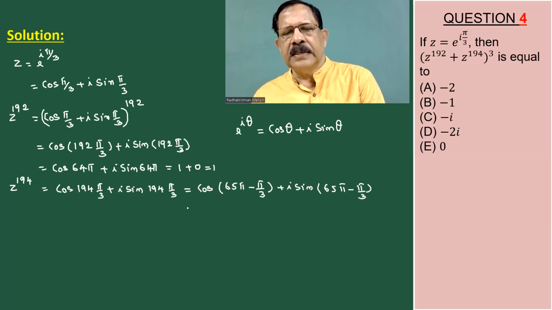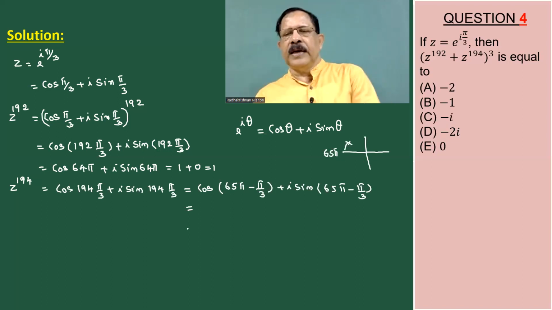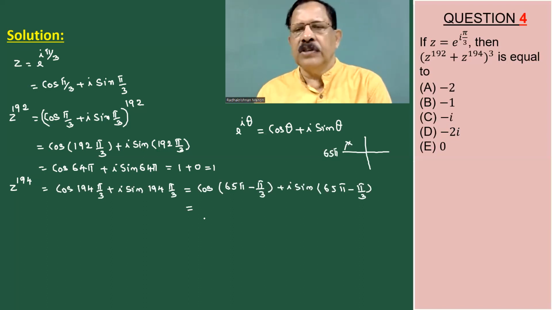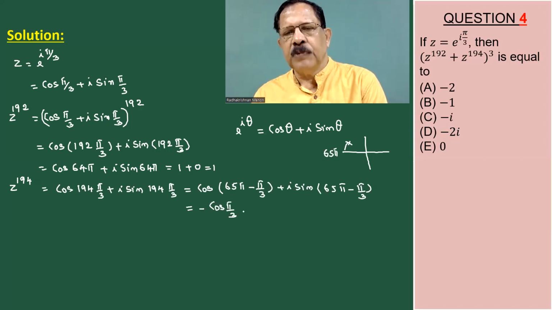Now the question is, what is cos 65 pi? 65 pi is an odd number into pi, and it is coming in the second quadrant. By using the ASTC rule, cos is negative. So it is minus cos pi by 3. Sin is positive, plus i sin pi by 3.